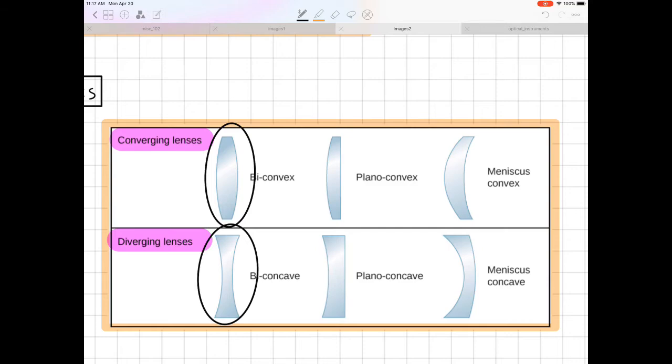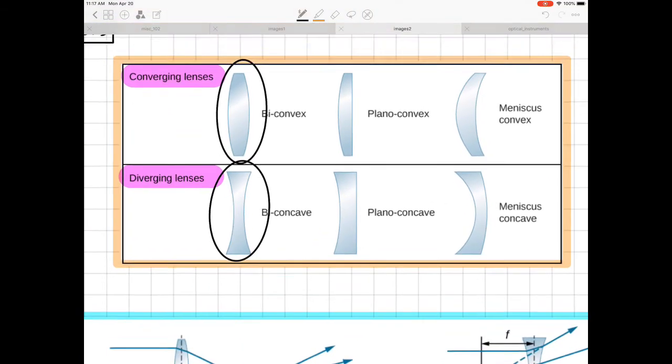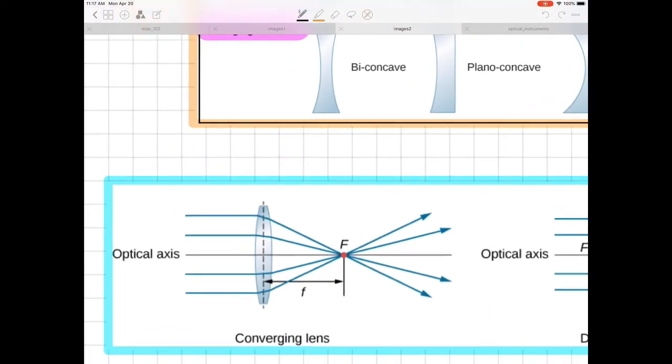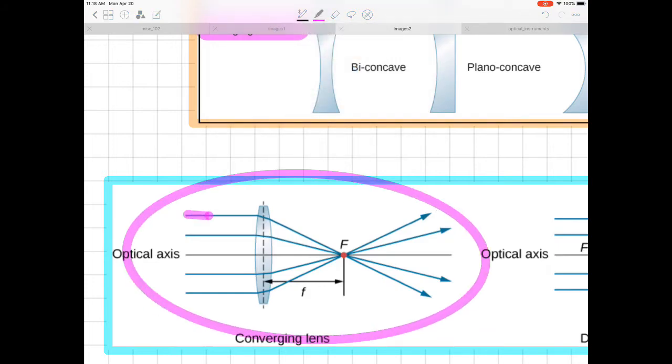Now, the names converging and diverging are chosen for a reason. Converging lenses, so in this picture here, will take rays that are parallel to the optical axis and refract, change their direction so that all the rays bend towards the optical axis. And in fact, they bend towards the optical axis in such a way that all of the rays cross the optical axis at the same point. And this is called the focal point. This is the focus of a converging lens.